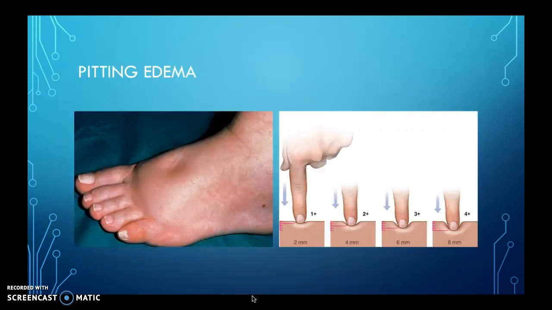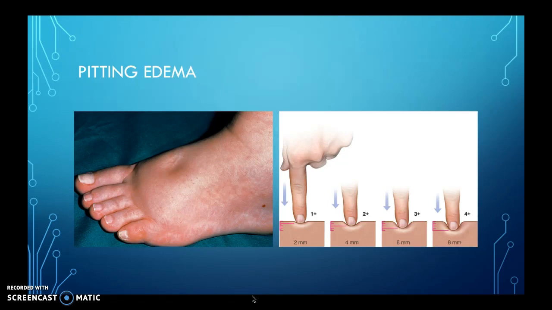You are also going to be assessing for edema. Edema, again, is the swelling. Typically, we find it in the lower extremities, but it can also be in the hands. So, as a 142 student, all you need to determine is, is there edema or is there no edema? Then, if the person does have edema, you need to determine, is it pitting or non-pitting?